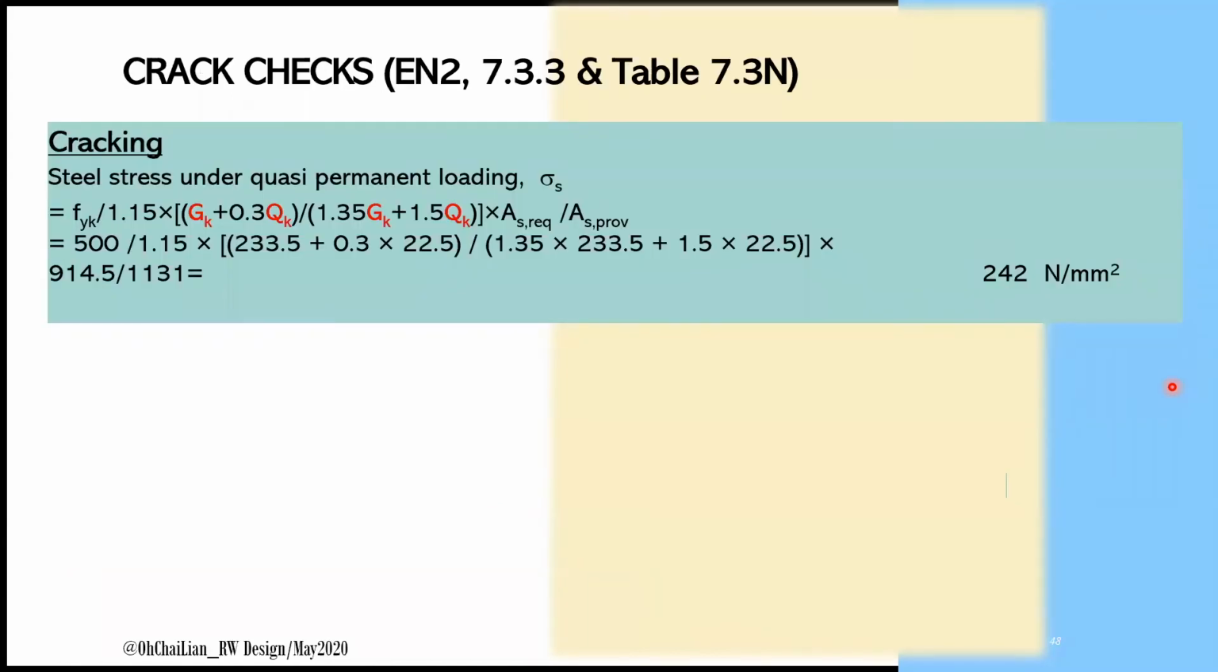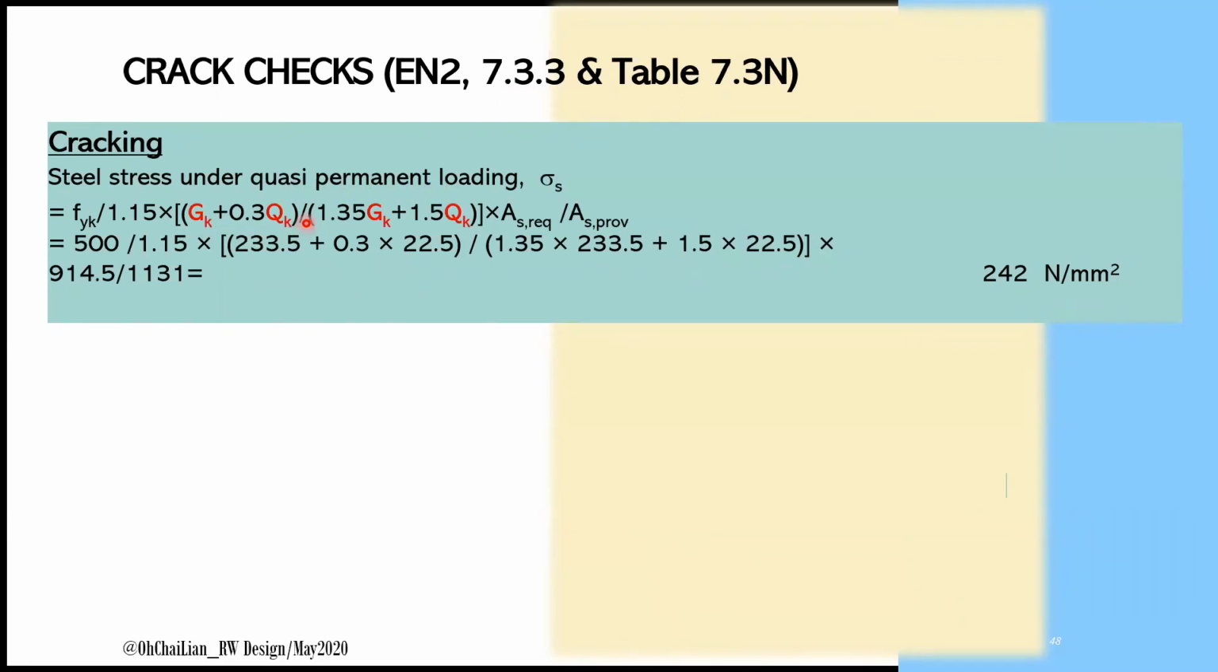Cracking control is recommended by EN2, Eurocode 2, section 7.3.3. The steel stress is determined for case under quasi-permanent loading, and the detailed calculation for GK and QK is shown in part 1 of this video.